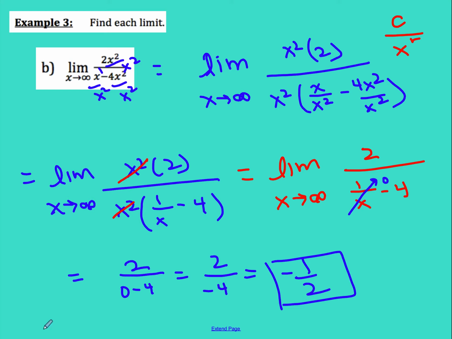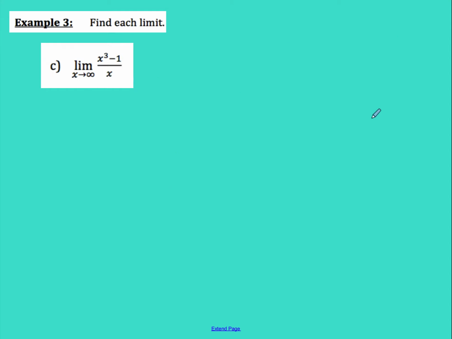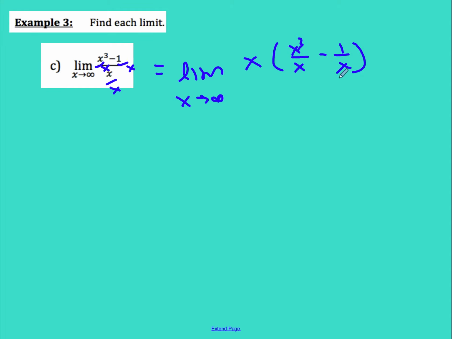Okay, let's go ahead and try another one. We're going to infinity here. So I'm going to go ahead and do the same thing. I look at my denominator. It's a monomial. So I'm going to divide everybody out by an x. So what I have is my limit as x approaches infinity. I'm factoring out an x, so I would have x cubed over x minus 1 over x all over x, and then I had x over x.